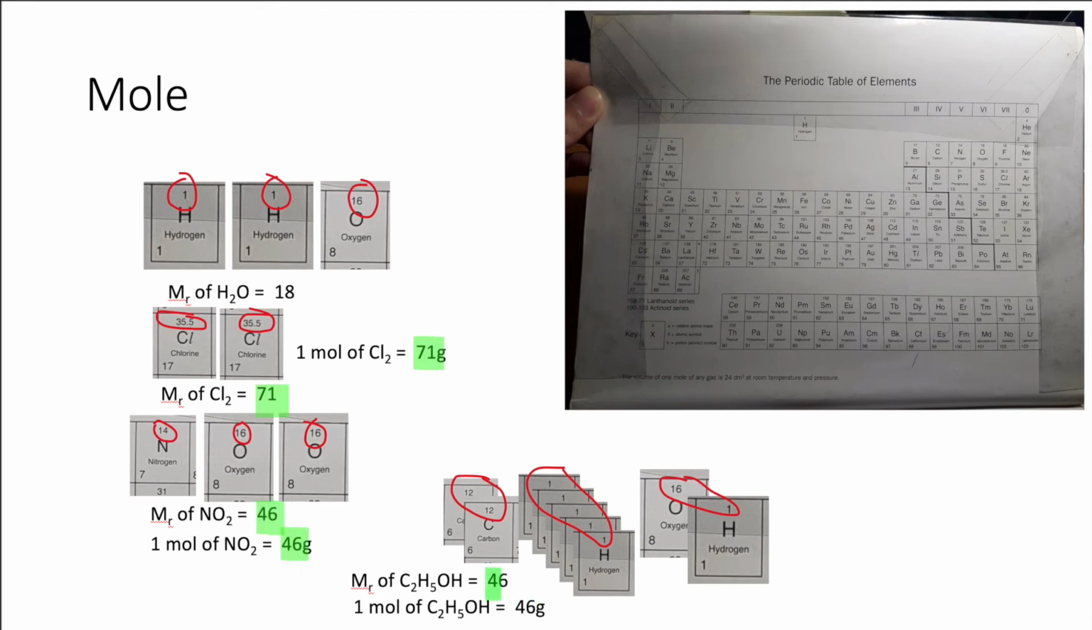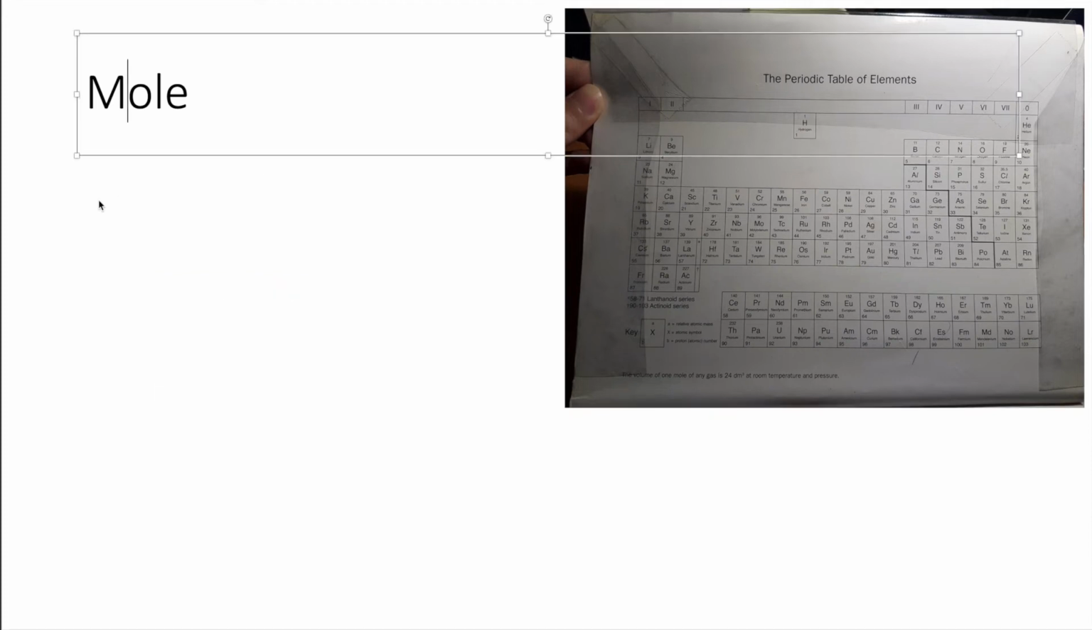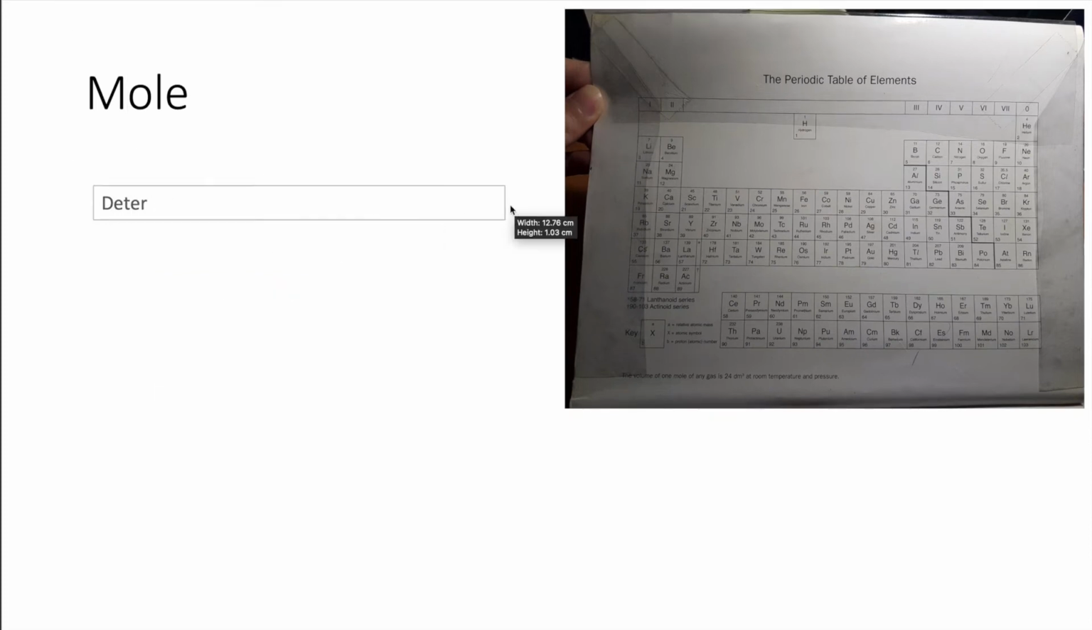And so calculating all of this, you can tell yourself that 1 mole of chlorine gives me 71 grams. 1 mole of nitrogen dioxide gives me 46 grams. 1 mole of ethanol also weighs 46 grams. Which brings us to the point: the number of moles in a substance equals mass over molar mass. And this is a formula that you need to know as a chemistry student.